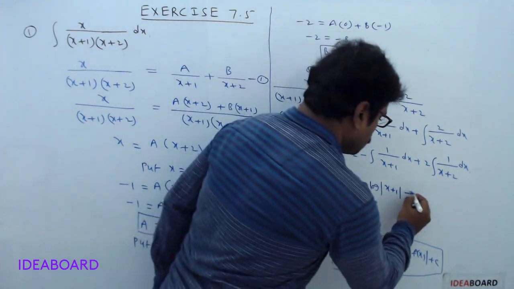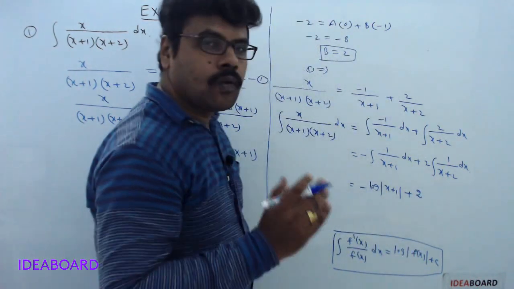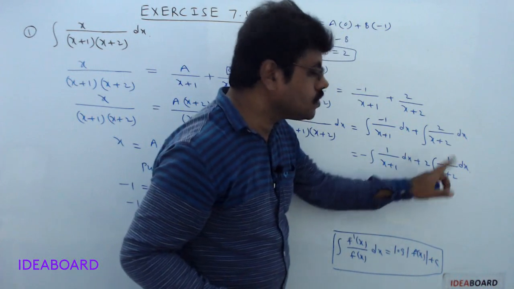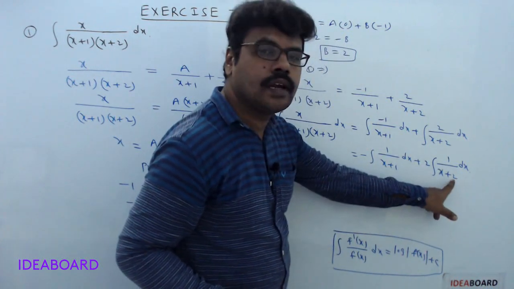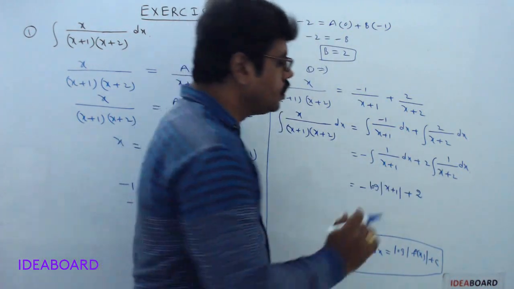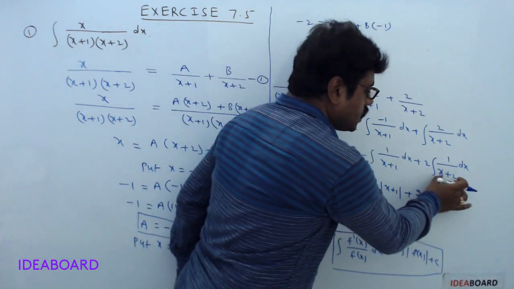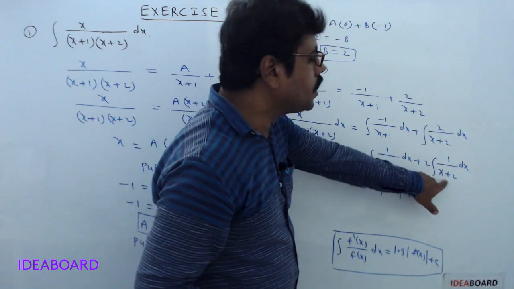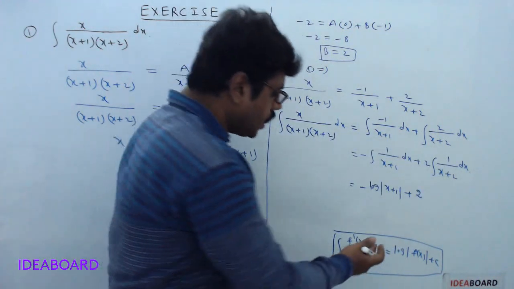Log mod denominator. What is the denominator? x plus 2. What is the derivative of x plus 2? The derivative of x is 1. 2 is the constant term, its derivative is 0. So the derivative of x plus 2 is 1. It means the derivative of the denominator is in its numerator.